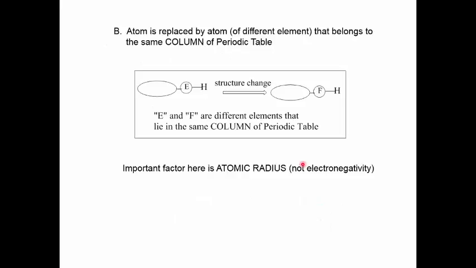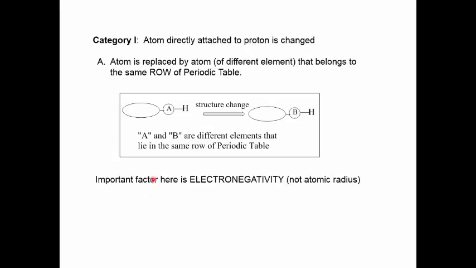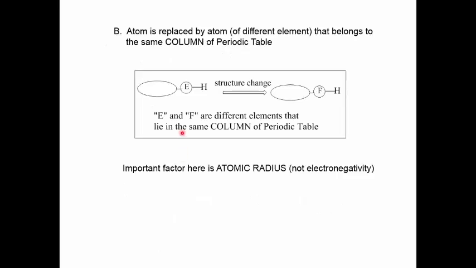All right, we next come to category 1B. We're still replacing the atom that's directly attached to the acidic proton by a different atom, illustrated here in our diagram. In our starting acid, the atom bearing the acidic proton is E. The structural change will be to replace E by a different atom F. But in our subcategory B, E and F belong to the same column of the periodic table.